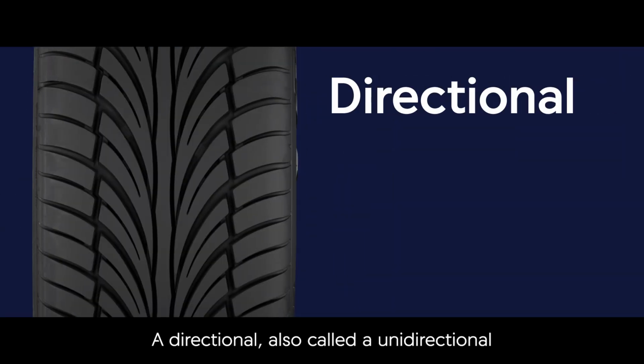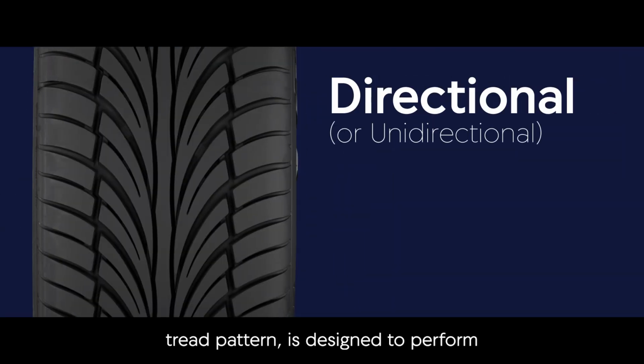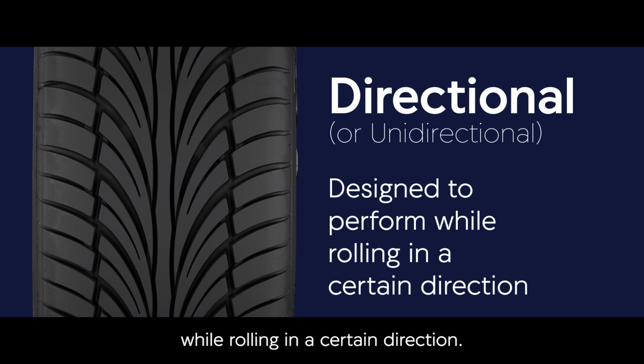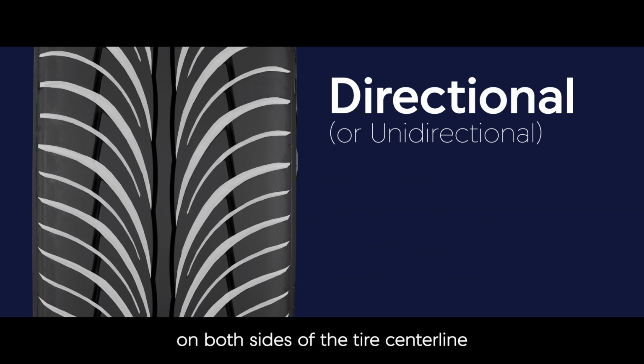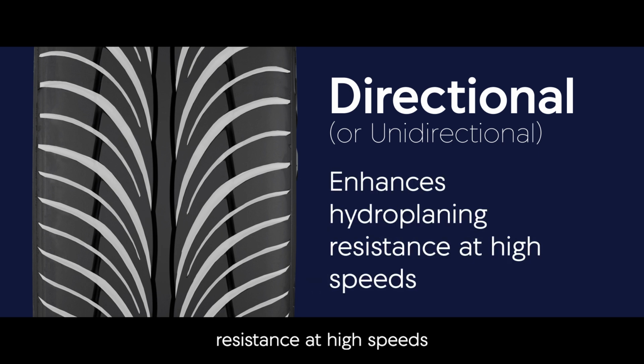A directional, also called a unidirectional tread pattern, is designed to perform while rolling in a certain direction. It incorporates lateral grooves on both sides of the tire's centerline that point in the same direction and result in V-shaped tread blocks. These grooves enhance hydroplaning resistance at high speeds by pumping water more efficiently away from the tire contact patch.